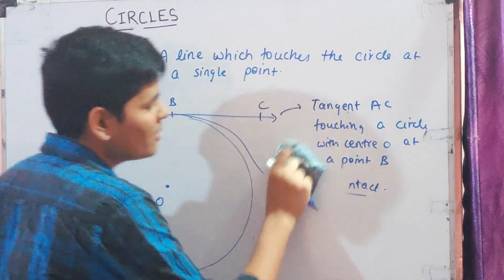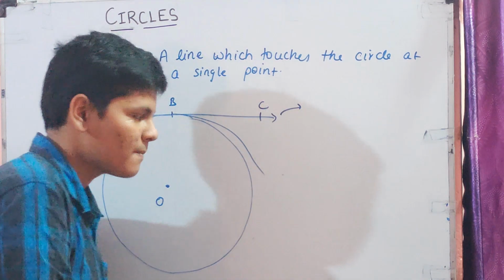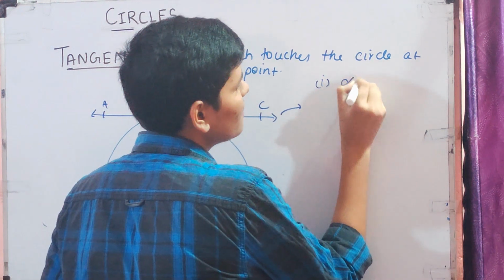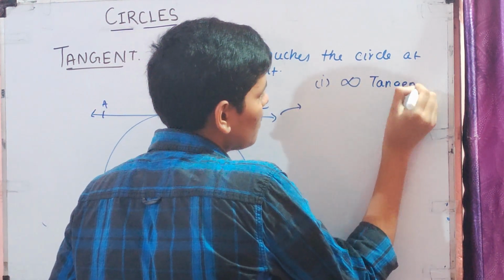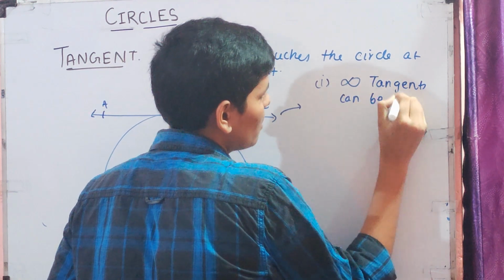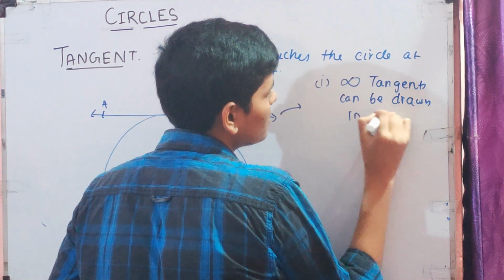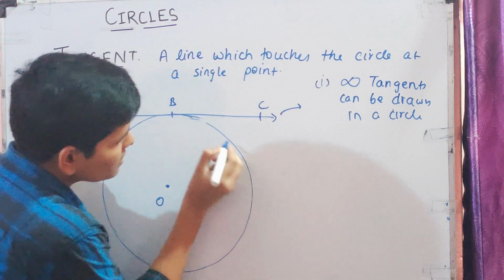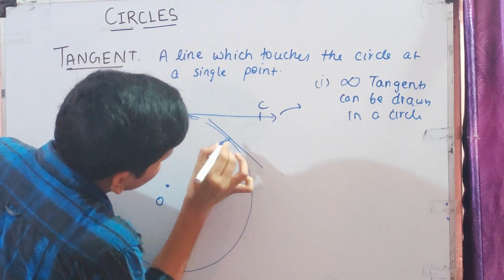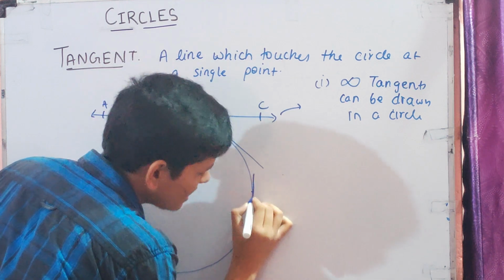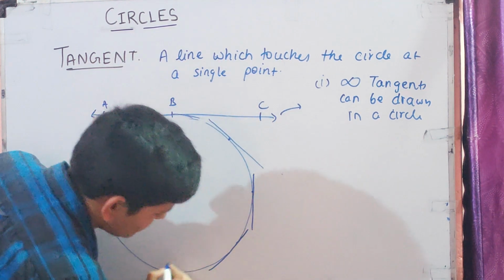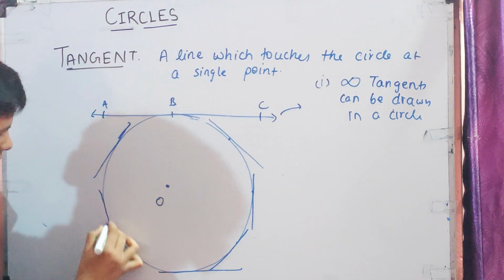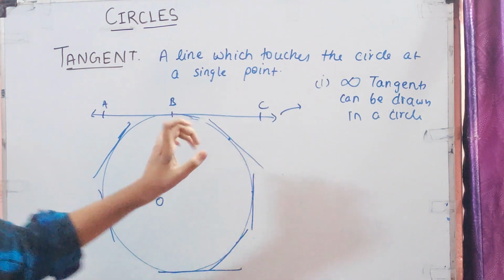Now, we are going to see some of the properties. First one is, infinite tangents can be drawn in a circle. How are infinite tangents drawn? Let us suppose this point over here, we can draw a tangent like this, which touches it. Let us suppose a point over here, this can be a tangent. Over here, this can be a tangent. This can be a tangent. So hence we see that we can draw an infinite number of tangents. But at a point, only one tangent can be drawn.